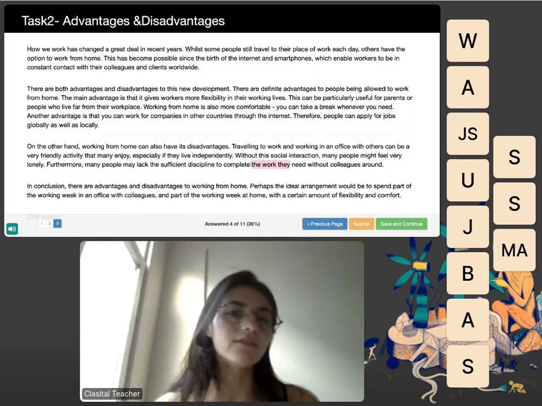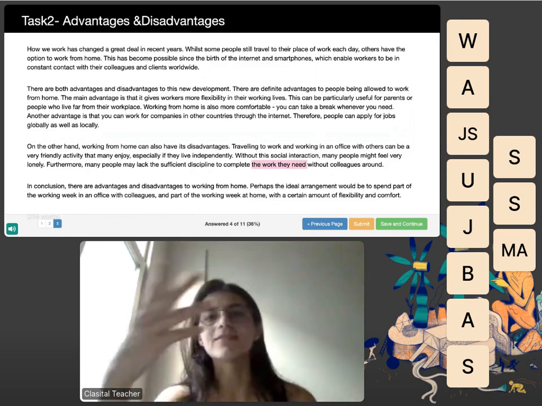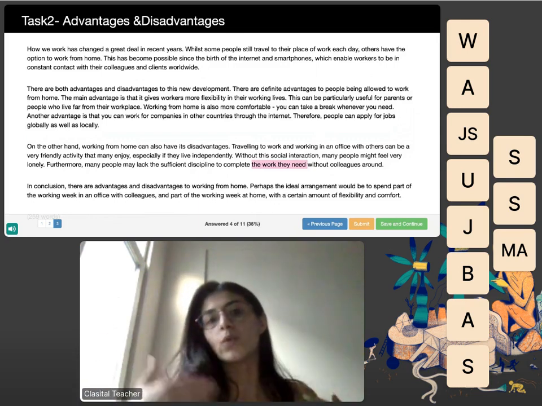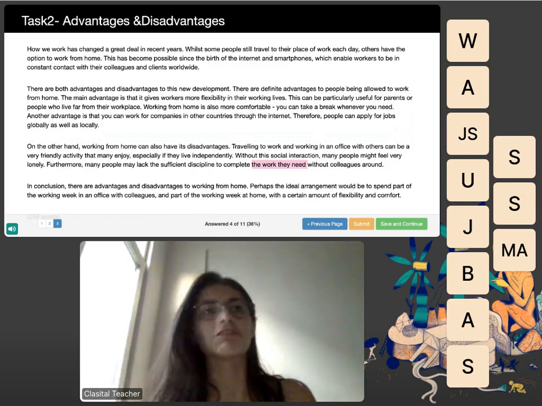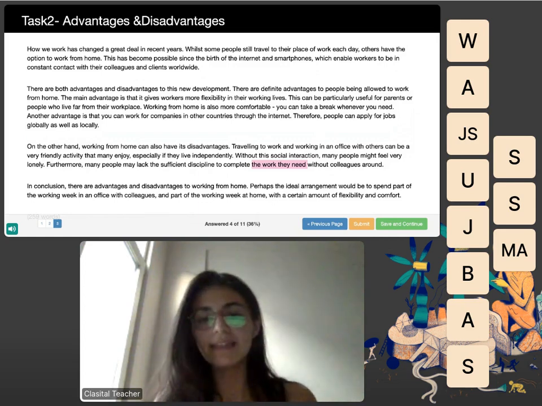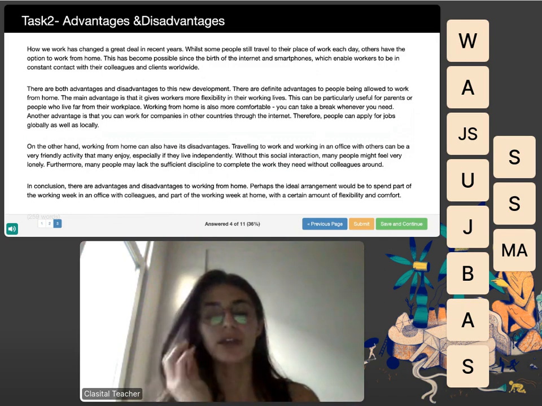And we have a relative clause here, complete the work they need. So this is a relative clause sentence. Which is really good because it doesn't actually say the work which they need. They just say the work they need, which is a short version of saying the same thing. Basically, it has really good grammatical structures and different vocabularies.